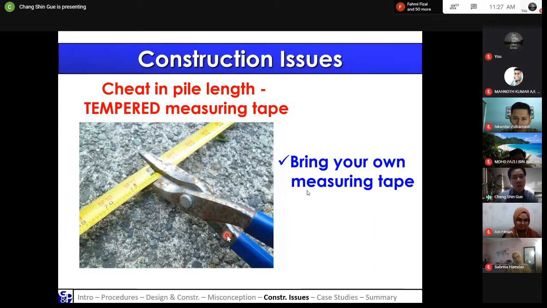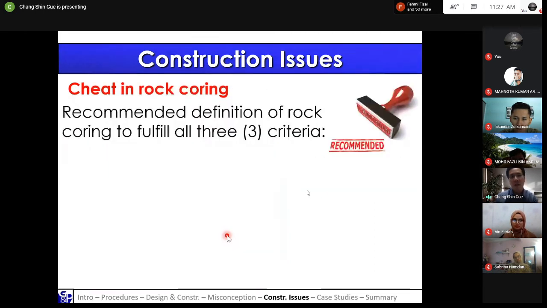And another issue is cheating in rock coring. The reason is that the price for coring in rock is about 10 times the coring in soil, so it's very tempting for contractors to say that they've already cored into rock so that they can claim the coring rate for rock instead of soil. To overcome this, we have recommended a few definitions to fulfill to say that they actually cored into rock. These criteria are spelled out in the construction drawings.